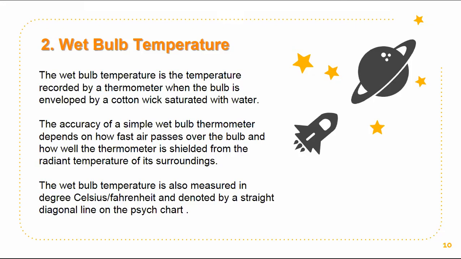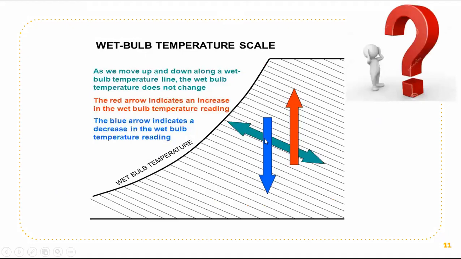The accuracy of a simple wet bulb thermometer depends on how fast air passes over the bulb and how well the thermometer is shielded from the radiant temperature of its surroundings. So it should not be exposed directly to the sun when this procedure of reading the wet bulb temperature is being done. Now, the wet bulb temperature can also be expressed in Celsius or Fahrenheit and is denoted by a straight diagonal line in the psychrometric chart. So this is your wet bulb temperature. As we move along the wet bulb lines, these are your wet bulb temperatures. I have already shown it to you.